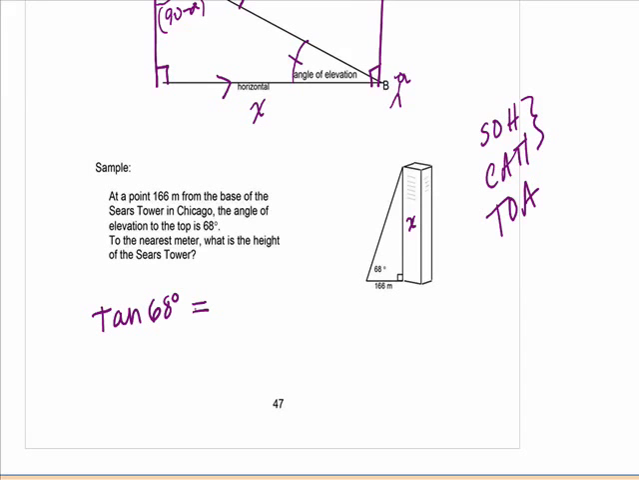What are you going to fill in? X over 166. Good. Now we need to complete our proportion. I like to leave it in terms of tangent till the end. So if I need to solve for x, I would multiply each side by 166. That means x would equal 166 times the tangent of 68 degrees.